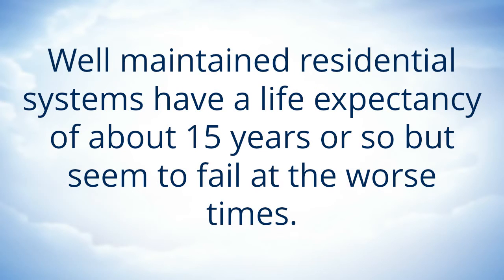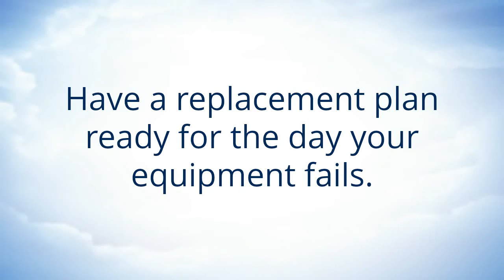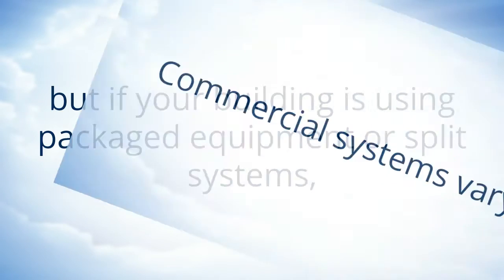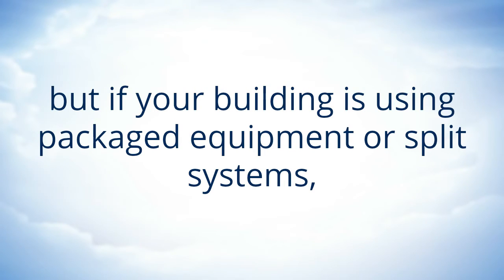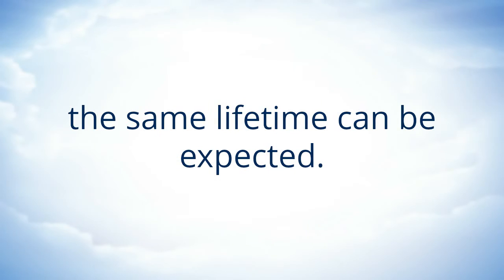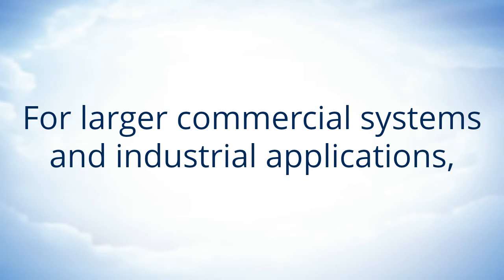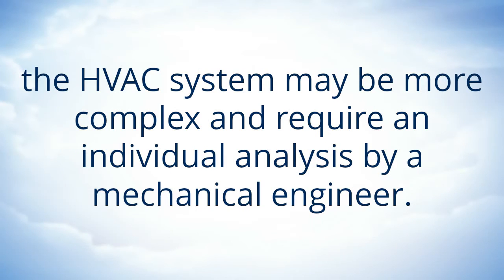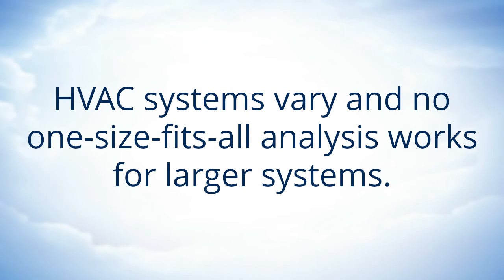Well-maintained residential systems have a life expectancy of about 15 years or so but seem to fail at the worst times. Have a replacement plan ready for the day your equipment fails. Commercial systems vary, but if your building is using packaged equipment or split systems, the same lifetime can be expected. For larger commercial systems and industrial applications, the HVAC system may be more complex and require an individual analysis by a mechanical engineer. As I said, HVAC systems vary and no one-size-fits-all analysis works for larger systems.